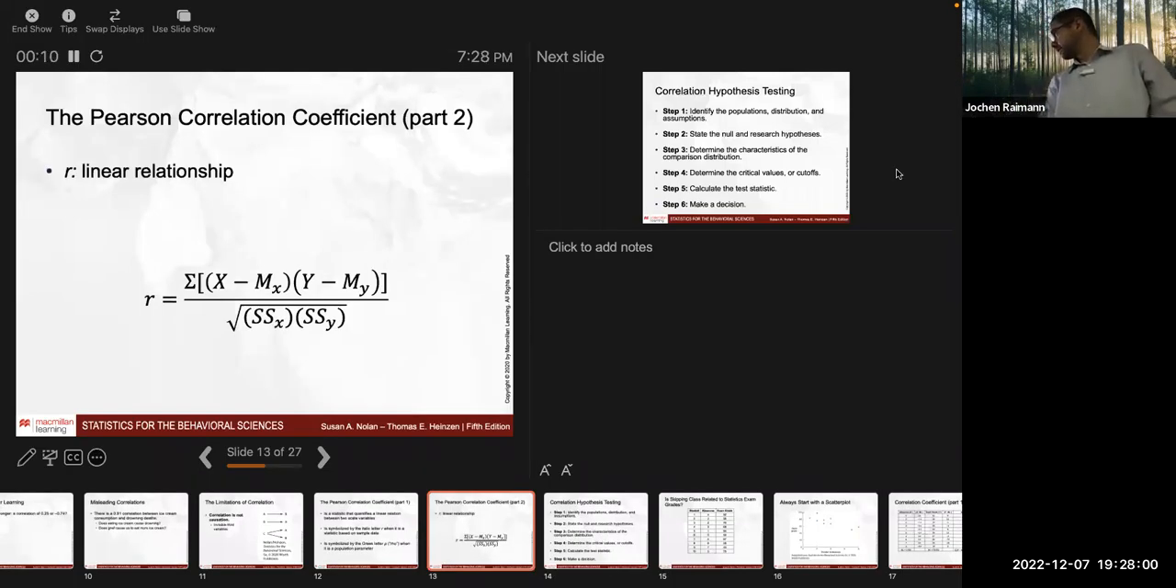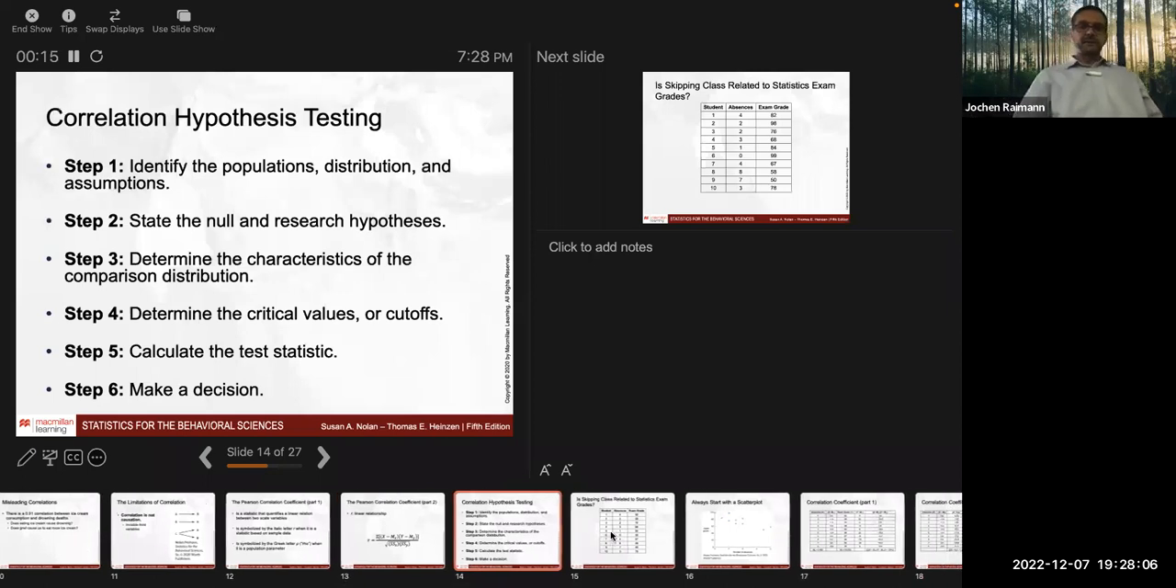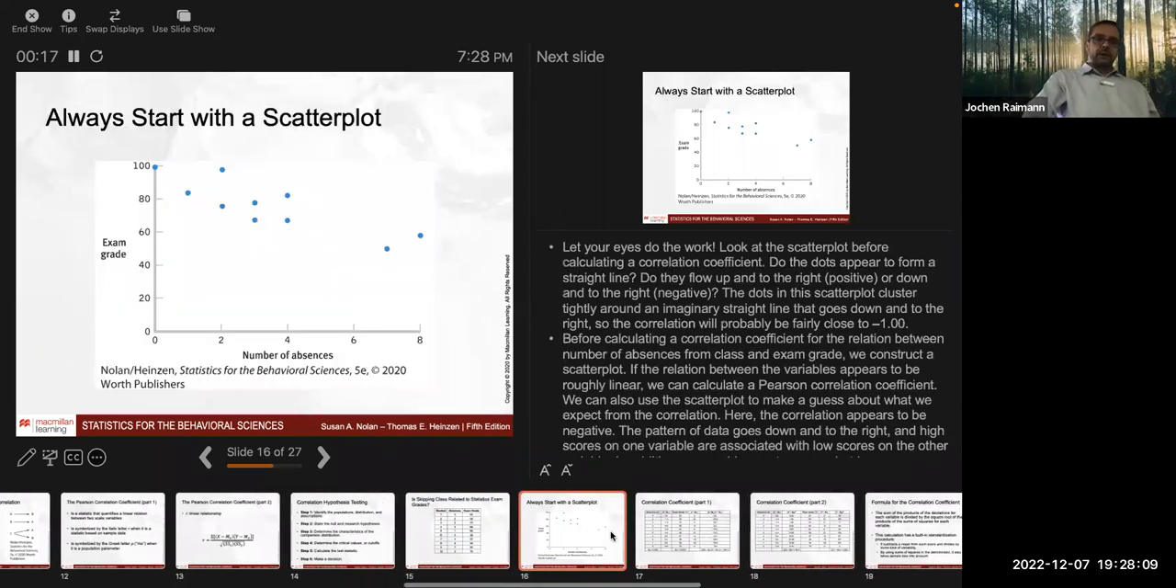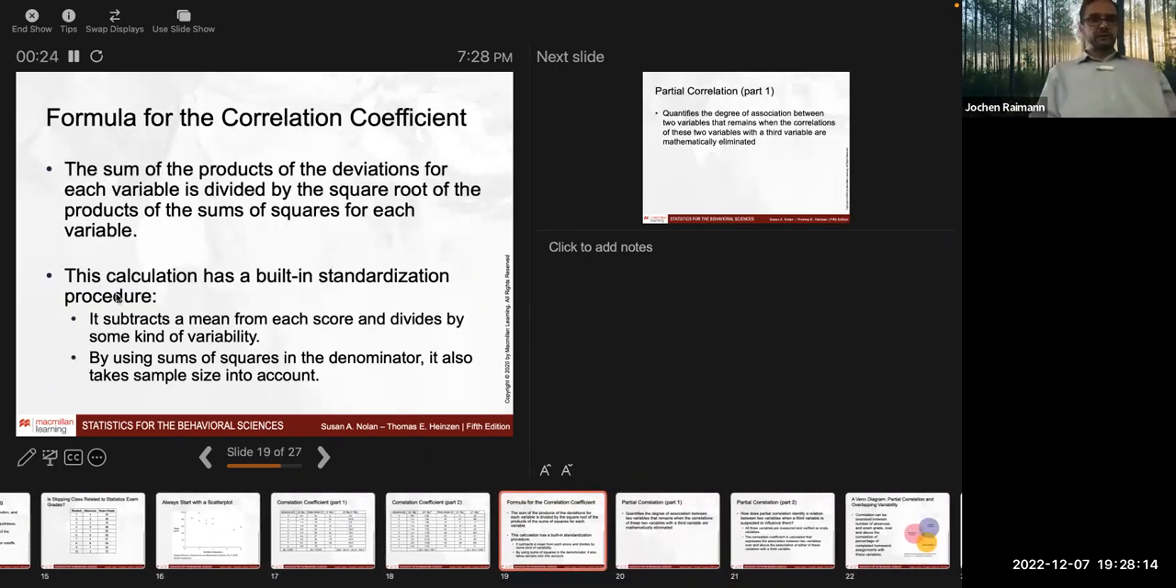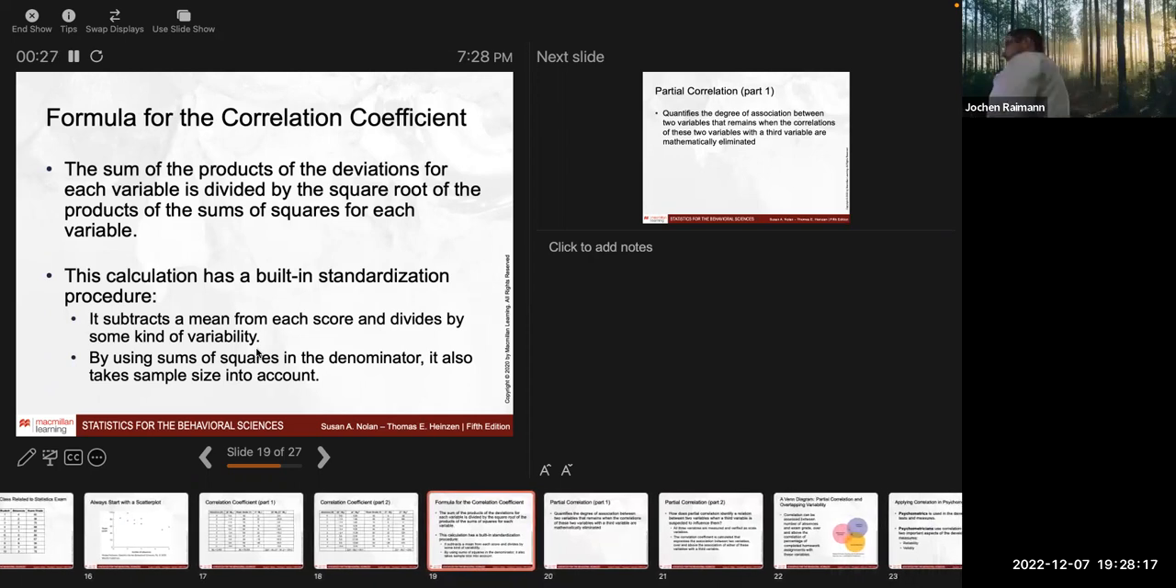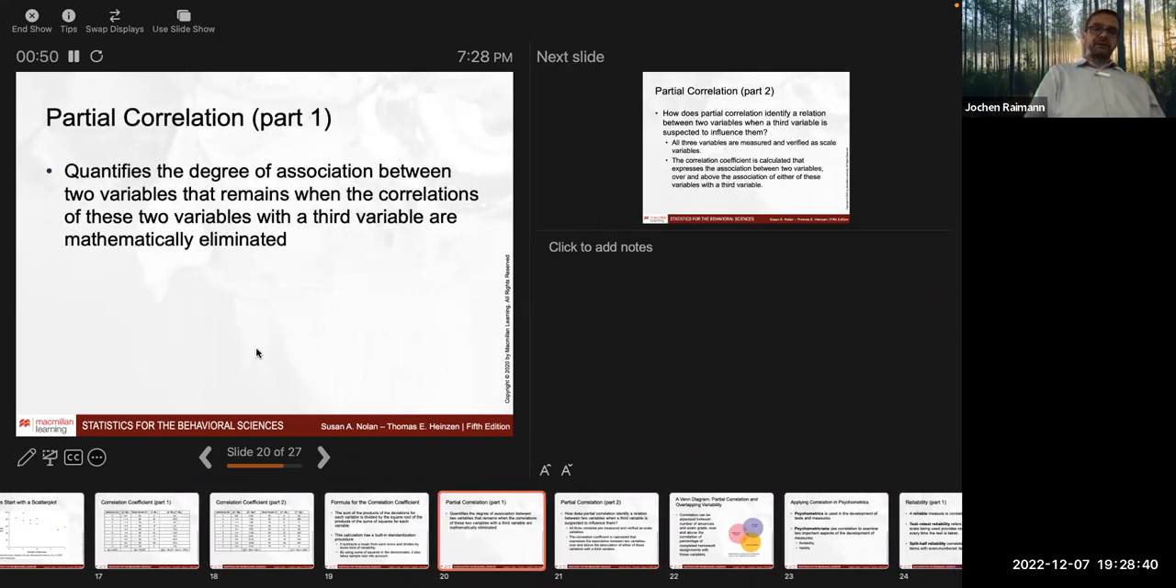Okay, linear relationship. We're describing a linear relationship, as we said. We did the 6 steps. We did the scatter plot. We calculated the correlation coefficient. You can review my calculations, but that's correct. So this is basically what I need to say: it subtracts a mean from each score and divides by some kind of variability, which is the product of the sum of squares. And by putting it in the denominator, it also factors in the sample size, because it affects the variability.